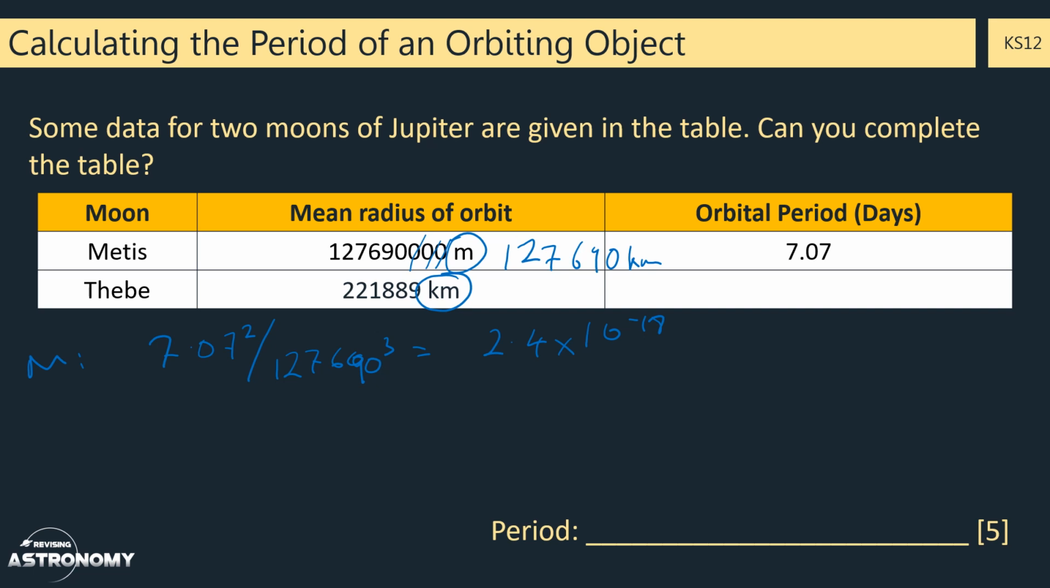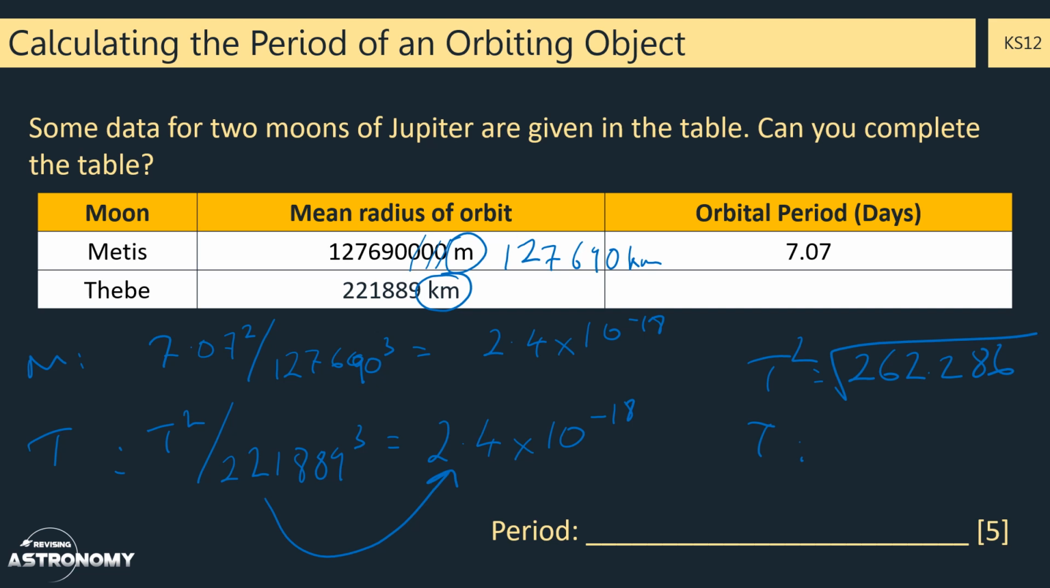Because they're both moons of Jupiter, Thebe will have T squared over r cubed, with 221,889 cubed, equal to the same constant, 2.4 times 10 to the minus 18. To bring this over, you multiply them, which gives us T squared a value of 262.286. We just want T, so we square root that number, which comes to around 16.19 days.